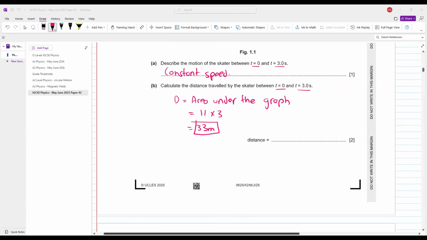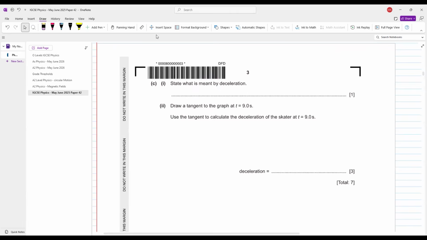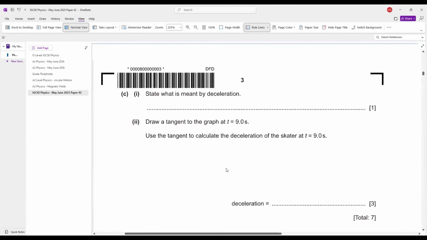चलो, let's move ahead. Now, state what is meant by deceleration. I think I should zoom in a bit. Okay, state what is meant by deceleration. हाँ जी, deceleration का मतलब क्या होता है? Rate of decrease of velocity. Rate of decrease of velocity is known as deceleration.